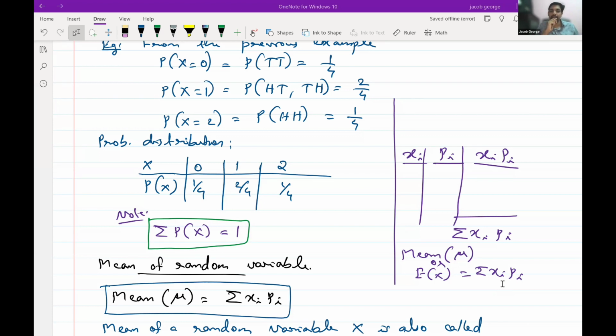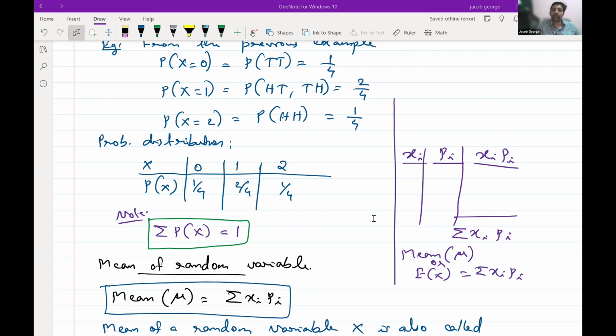Sigma xi Pi. Probability distribution you will be writing as row and column, x and P of X, but mean if it is asked, you have to create a vertical column like this. This x, same x you will copy as xi, same P of X you will copy as Pi, then a third column xi into Pi, then you will add them, sigma xi Pi, that is called the mean. Is it clear, children? Mean is sigma xi Pi.